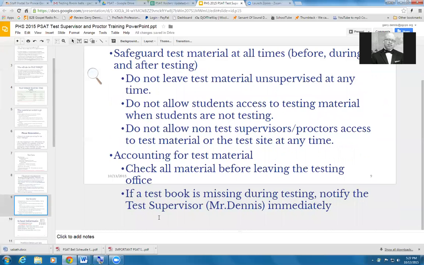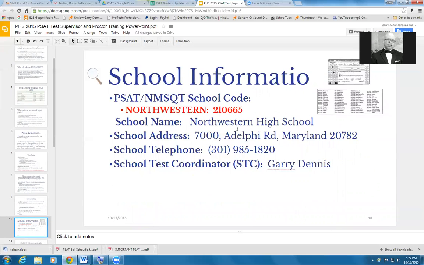Also, the school information, which we will provide for you, is a form, and that is what students are filling in pre-administration of that test. School code, name of school, address, phone number, so on and so forth.